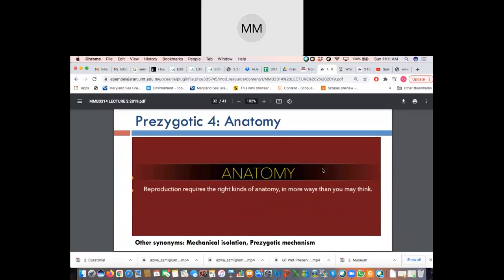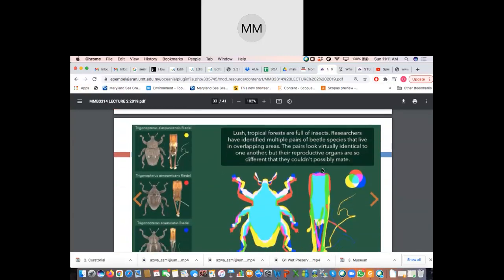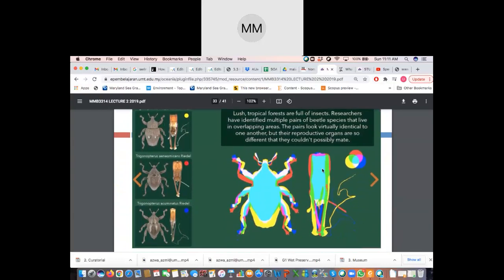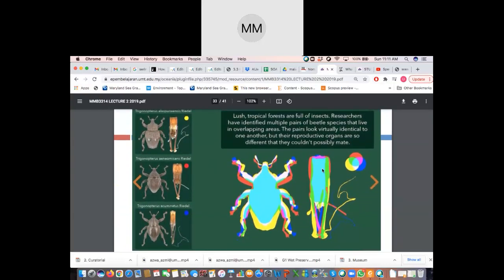All right, then we have anatomy. Reproduction requires the right kinds of anatomy in most ways that you may think. So for example here, again, I'm sorry, this is not marine or freshwater. I'll try to find more different ones, but I think it just gives you an idea of just how different reproductive anatomy can be, so much so that species differentiate.